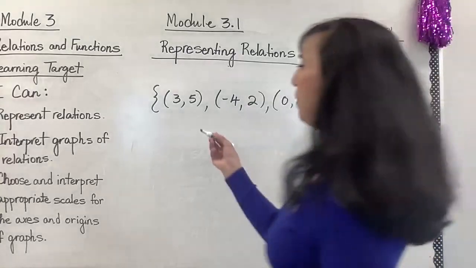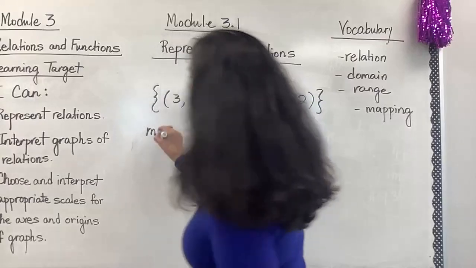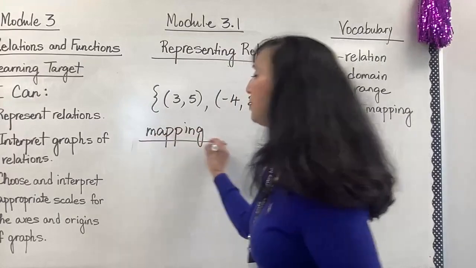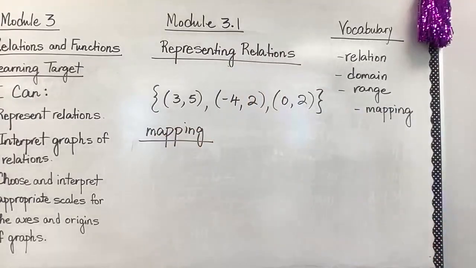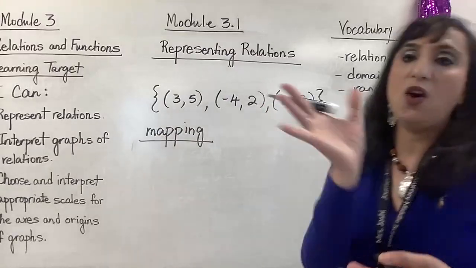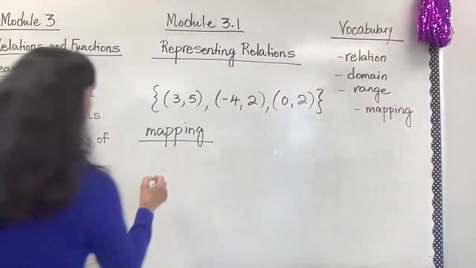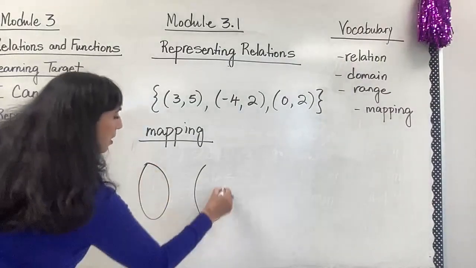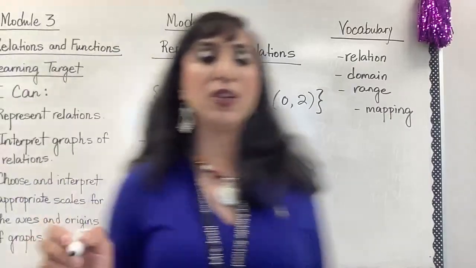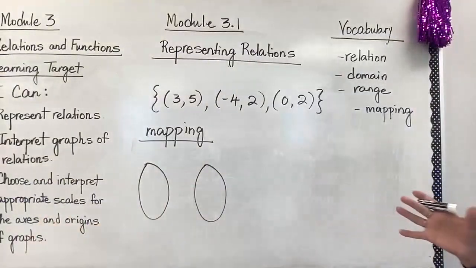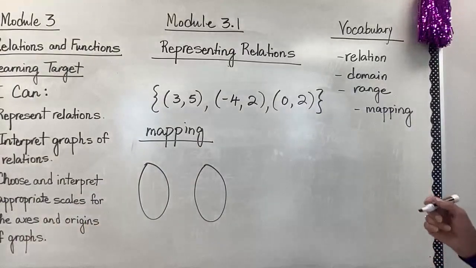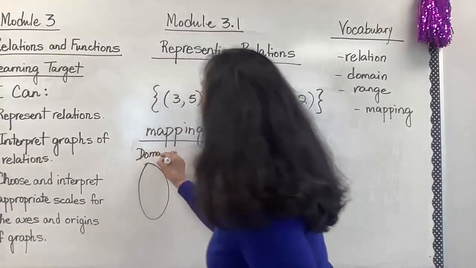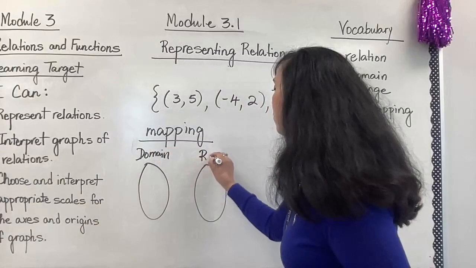It's also called a mapping diagram. That is my first method. You can make an oval or a rectangular shape, it doesn't matter, but that's where we are going to show the relationship. The first one is the domain, and the second one holds the range.